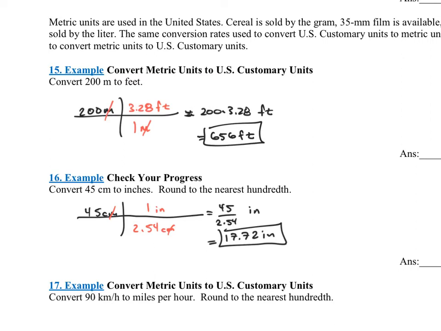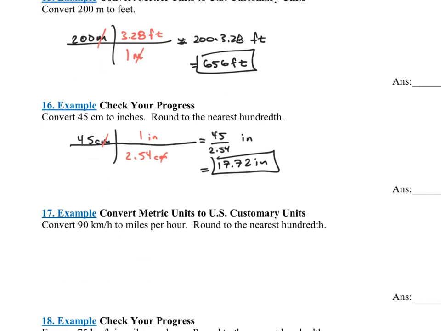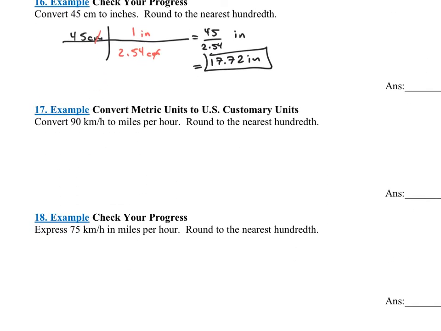Be very, very careful. Let's look at example 17. Example 17 says convert 90 kilometers per hour to miles per hour. Round to the nearest hundredth. So we're going to start off with what they give us. They give us 90 kilometers for 1 hour. We need to do a conversion to miles, so we need to go from kilometers to miles. So what's the approximation? It's about 1.61 kilometers is about 1 mile. Okay. So which one's longer?